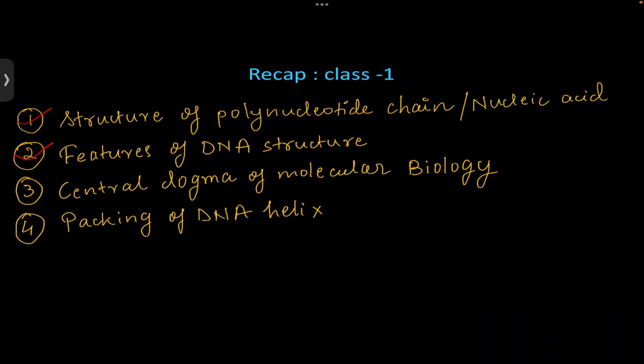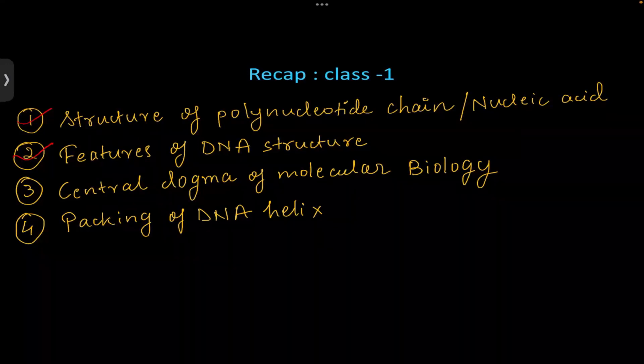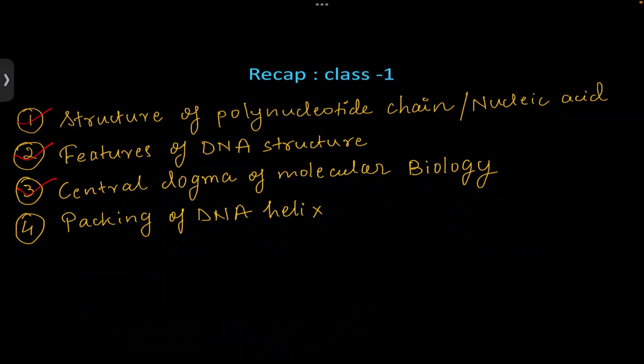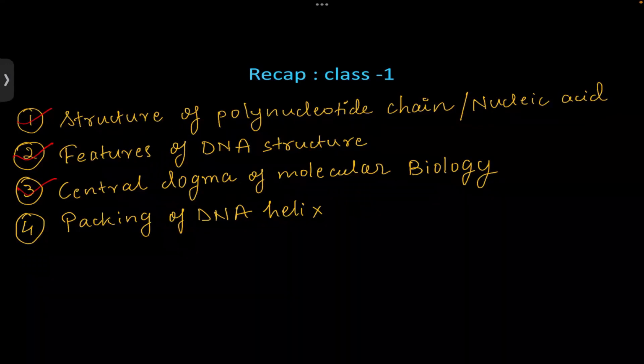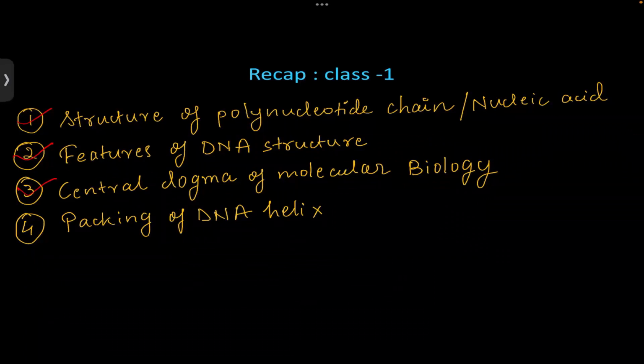Then we talked about how the flow of genetic information happens within the cell. That is, we talked about the central dogma of molecular biology. We know that genetic information flows from DNA to RNA and then to protein. And in between, there are processes involved that make it happen, which we'll discuss soon in this chapter.